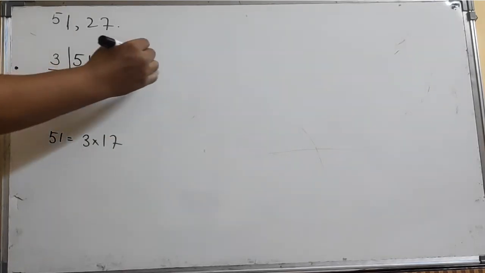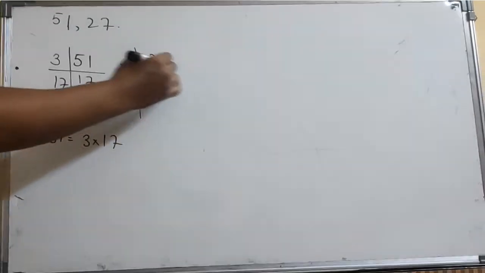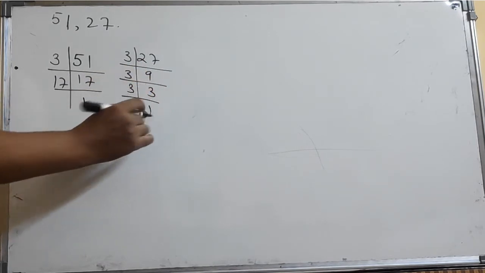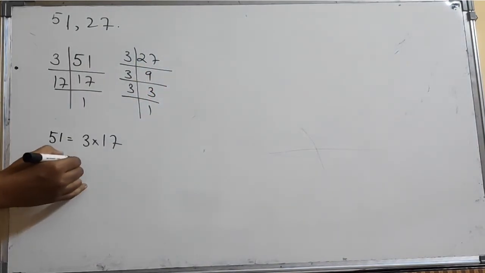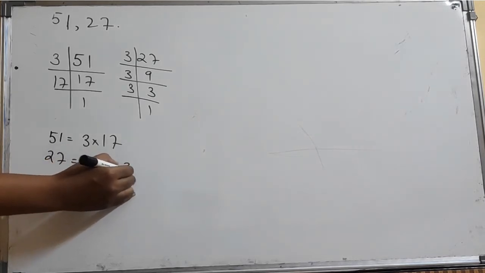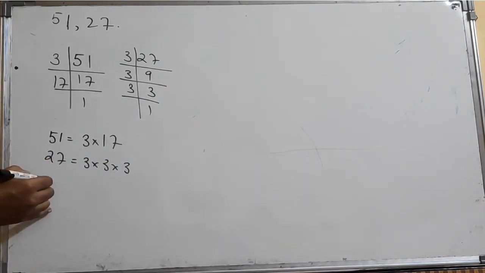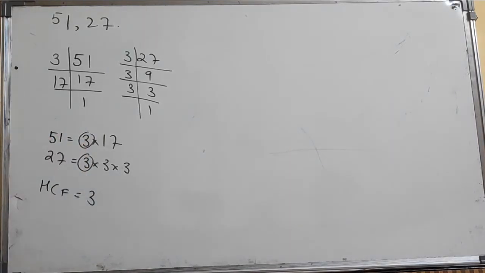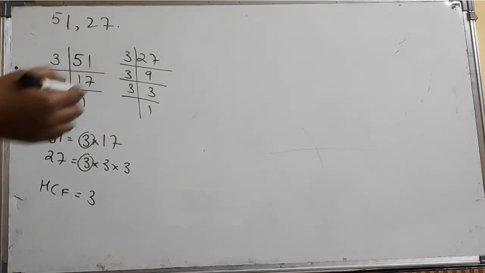Now let us look at 27. 3, 9, 3, 3, 3, 1. So 27 can be written as 3 multiplied by 3 multiplied by 3. So HCF is the highest common factor. We are going to pull out the common factors. I have a 3 over here and a 3 over here. So HCF of 51 and 27 is 3. Now let us take one more example.